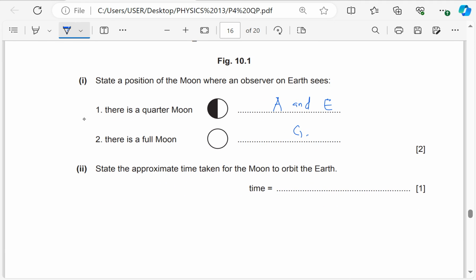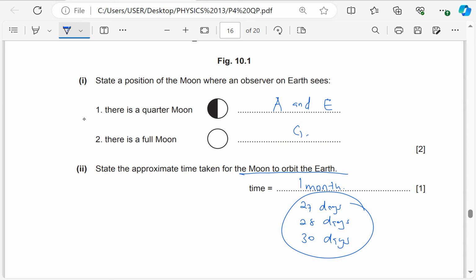Then state the approximate time taken for the moon to orbit around the Earth. Of course, the moon takes 1 month. There's a relationship between the word moon and the month. So this is going to be 1 month, or you could say about 27 days, or about 28 days, or about 30 days. This is all referring to 1 month because the average could be 27.3 days, or you could say 28 days, or approximately 30 days. That is still 1 month.